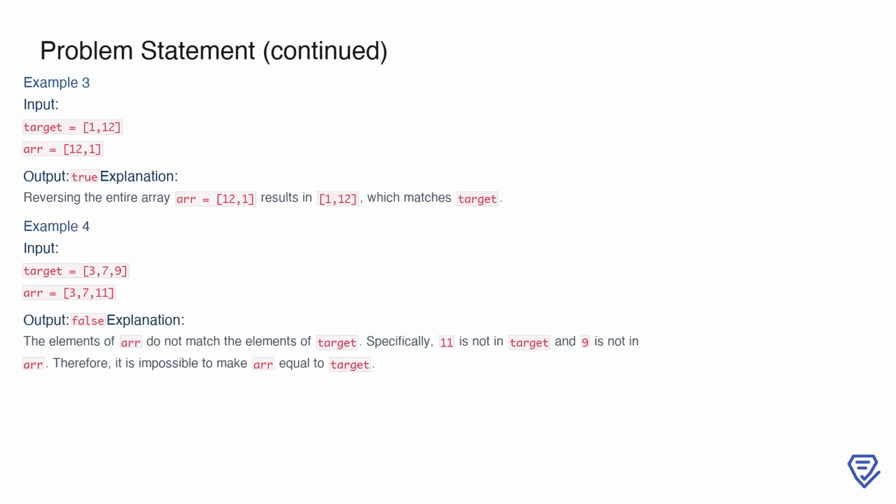Now, consider two more examples. In the third example, target is 1 12 and ARR is 12 1. Reversing the entire array ARR gives 1 12, which matches target, so the output is true. However, in the fourth example, target is 3 7 9 and ARR is 3 7 11. Here, the elements of the two arrays don't match. 11 is in ARR but not in target, and 9 is in target but not in ARR. Since the elements are mismatched, it's impossible to transform ARR into target, so the output is false.